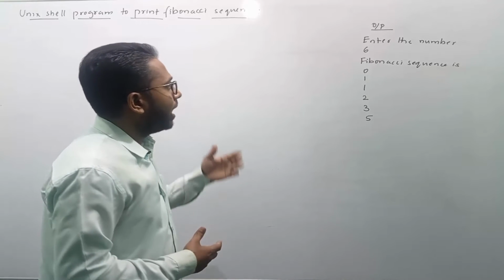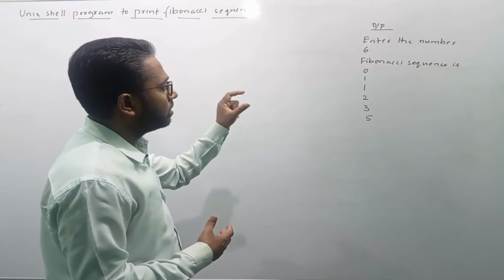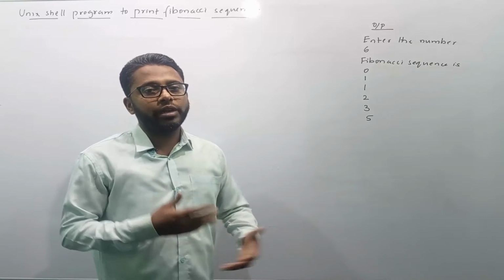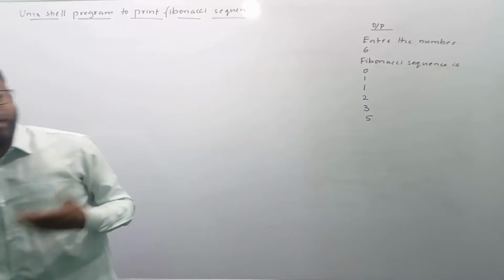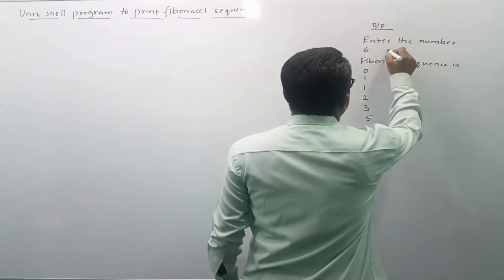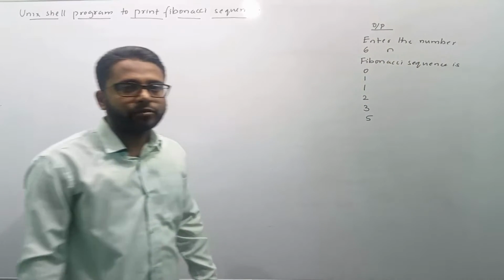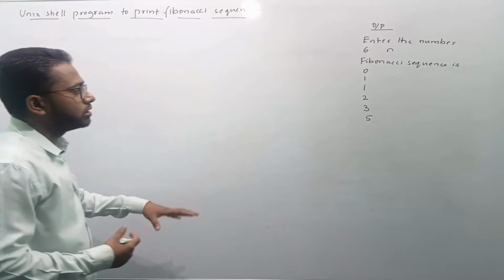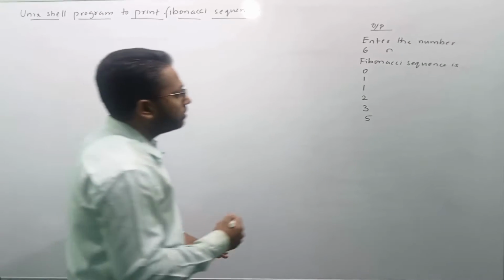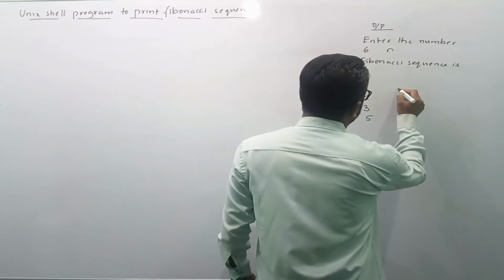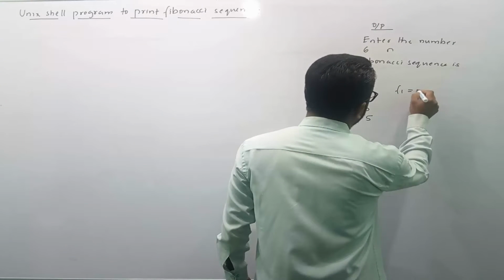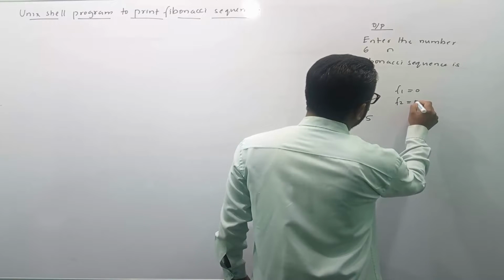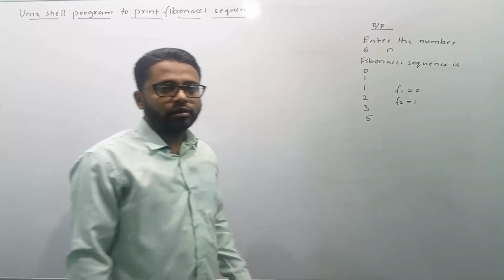As I am asking the user to enter the limit or a number at the very beginning, in our program we need to create one variable which will hold that value. So I will create a variable, let us say n. So how can we generate this output? First we will create two variables, let us say f1, and I will initialize 0 to it, and I will create f2 and initialize 1 to that variable.